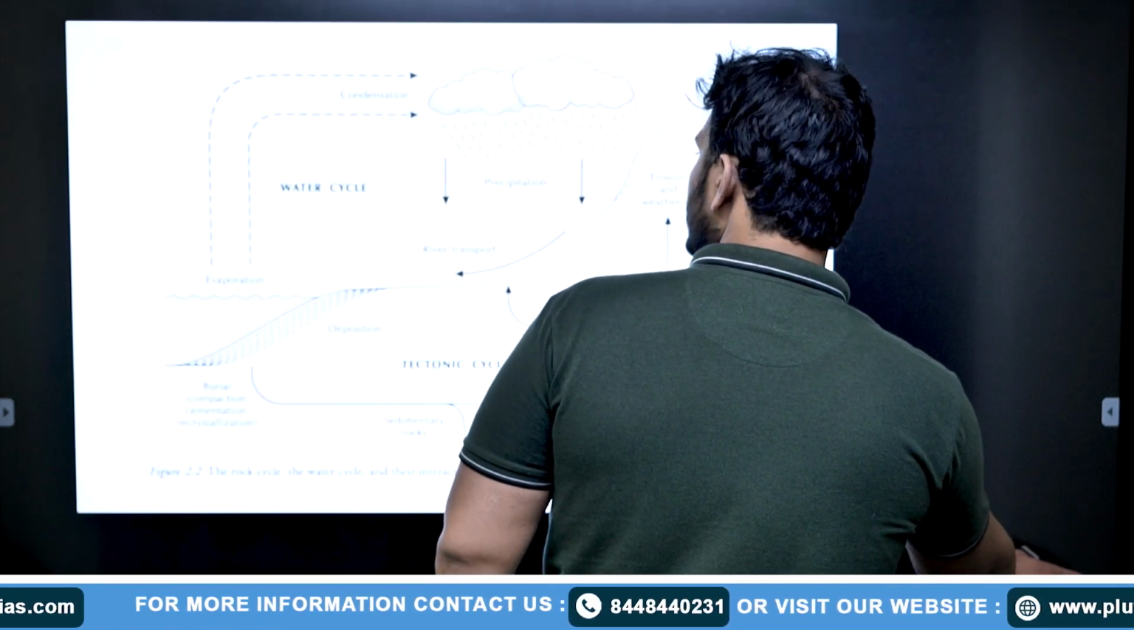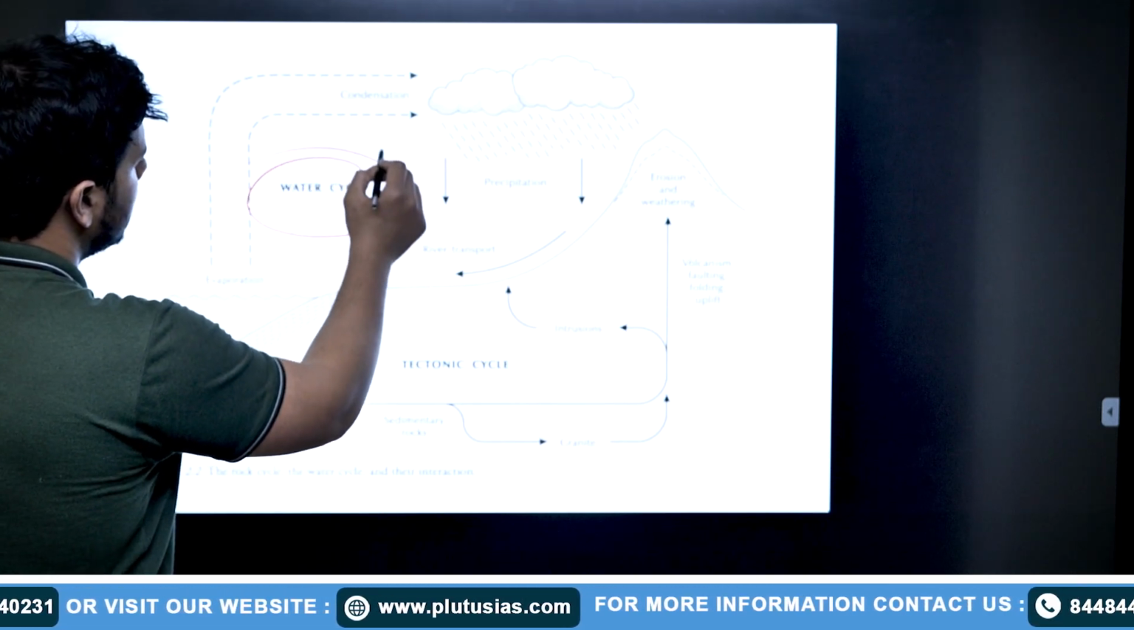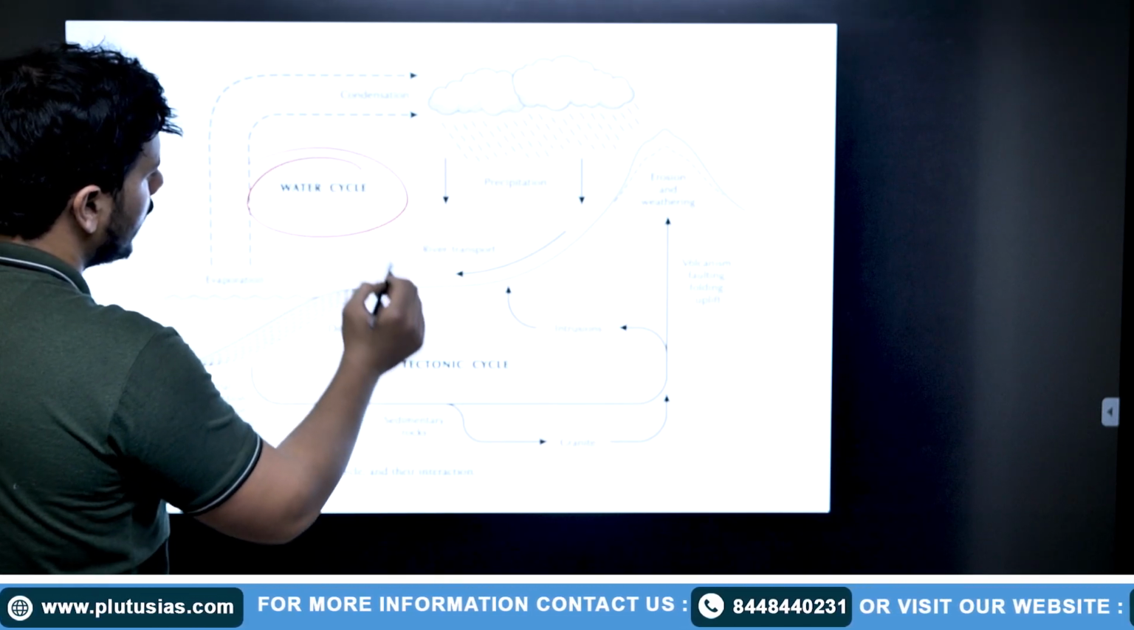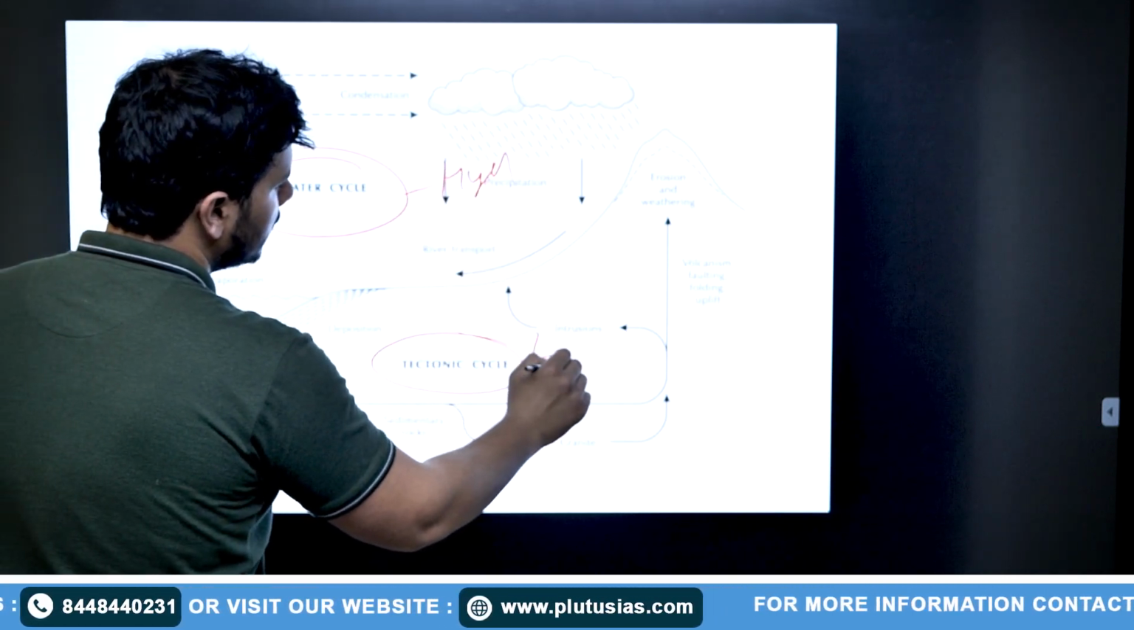Now, this one is another diagram where we are integrating the water cycle with the tectonic cycle, that is, the hydrosphere with the lithosphere.